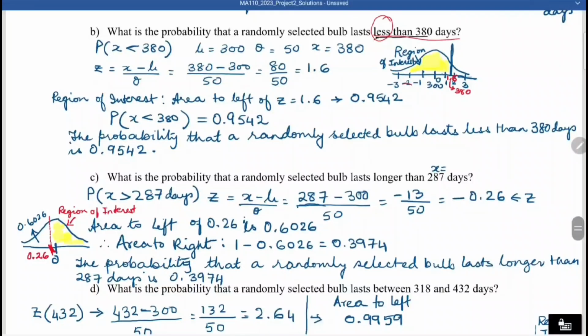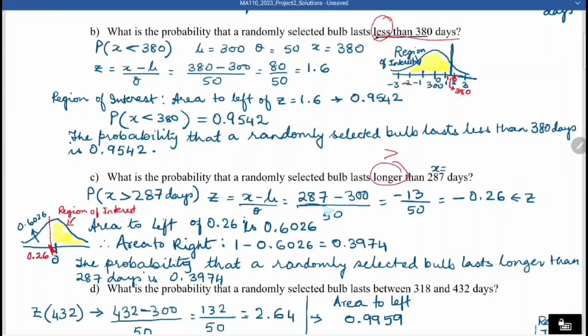Then it says, what is the probability that a randomly selected bulb lasts longer than 287 days? So this time longer means greater. We are looking for the probability where x is greater than 287 days. Greater means area to the right. So draw your diagram. Your mean will be at the center, which is 300, and 287 is less than 300, so it will be located somewhere to the left of the center point.